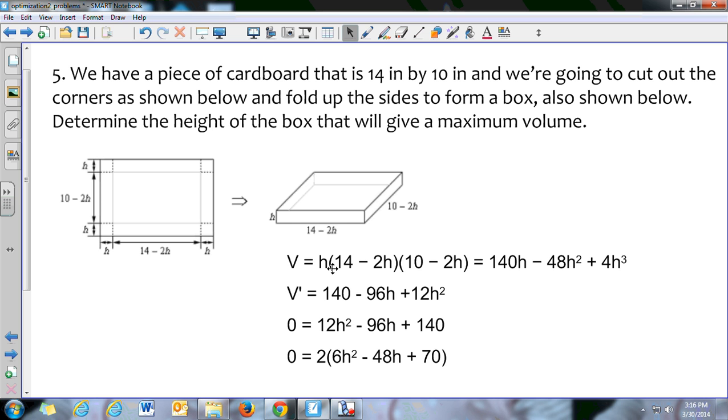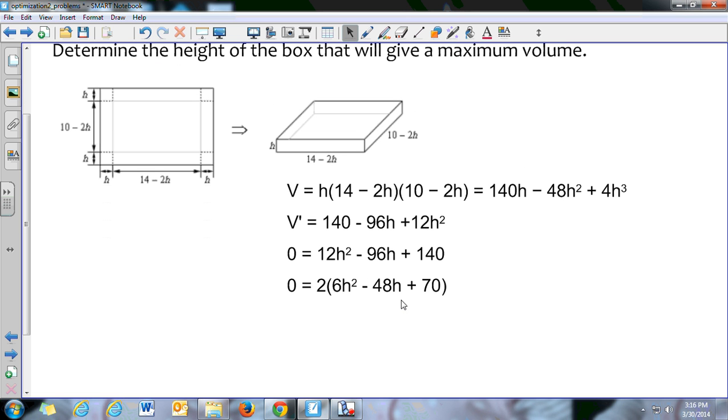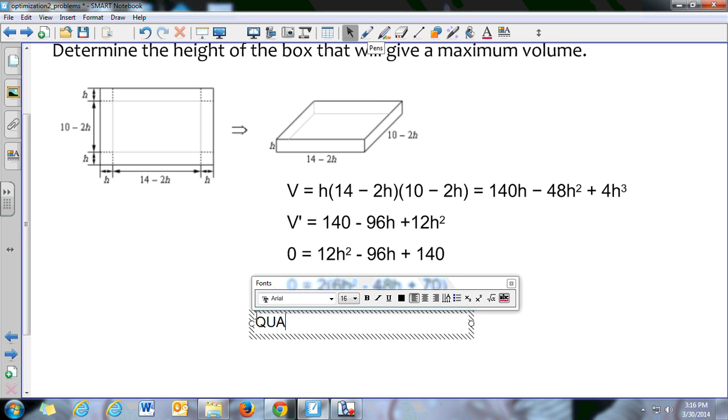So everything's based on volume. Because the volume is all based on the variable h already, there's no second equation that we need to substitute in. So just simple length times width times height. Come out with your cubic function here. Take the derivative. We can factor out a little bit. The problem is we can't factor the whole thing, which means that we have to use good old quadratic formula.